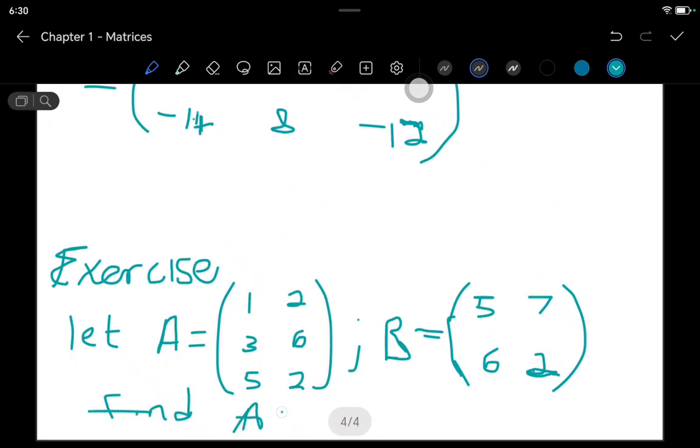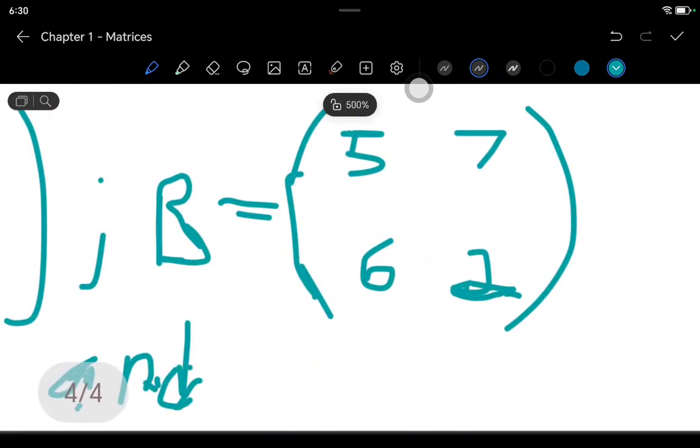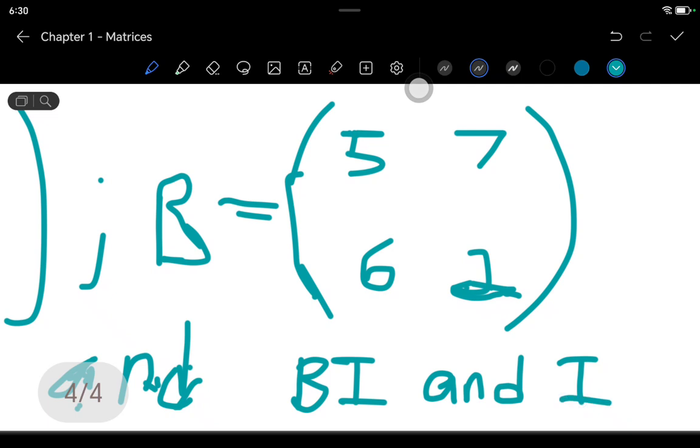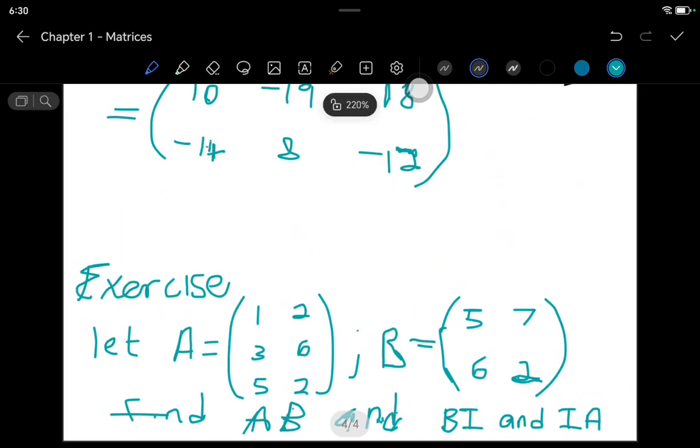Now you are told to find AB, and you're supposed to find BI and IA. So this is what you're supposed to find. They say find this. So you're going to find this, and then we will see what you get.